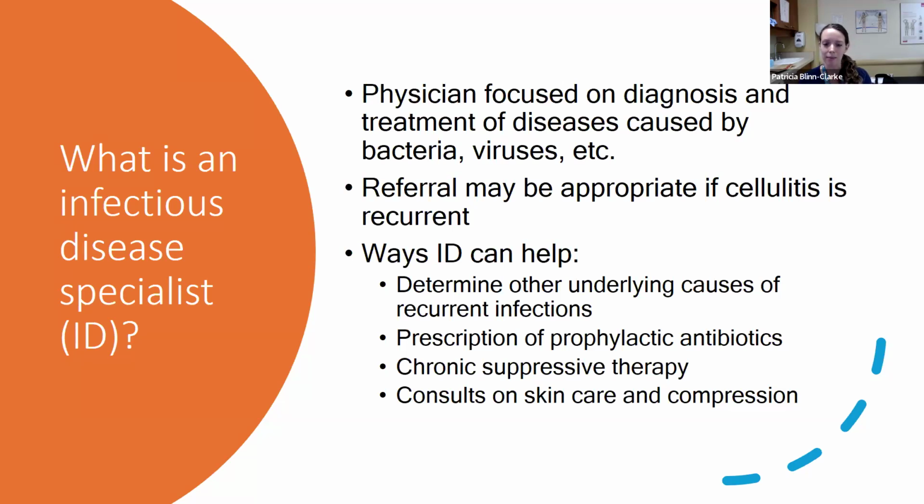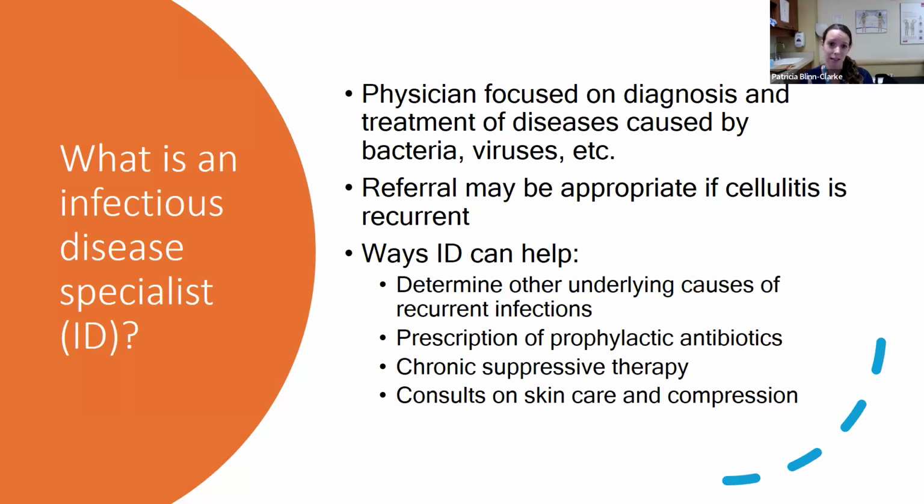They might prescribe prophylactic antibiotics, which I mentioned before. These are antibiotics that you can carry with you, so you have them at all times. That way, when you notice any signs of reinfection, you can start to take those right away. As I mentioned before, the sooner you're taking antibiotics, the less likely it is for you to get permanent impairment of the lymphatic system. So that can be beneficial.